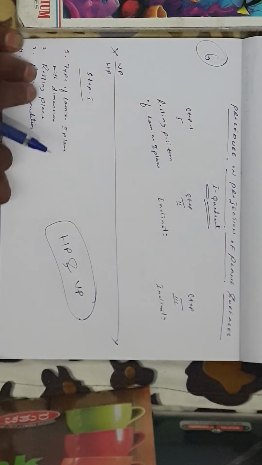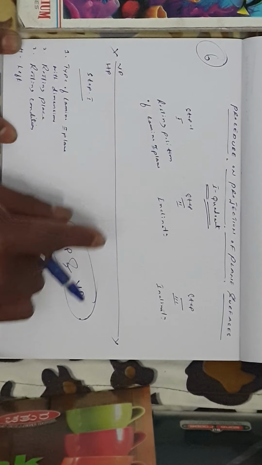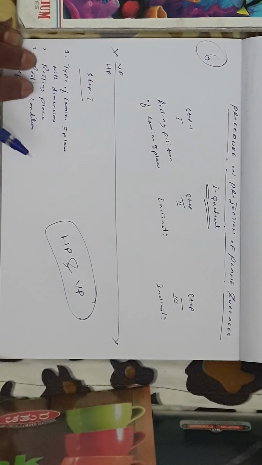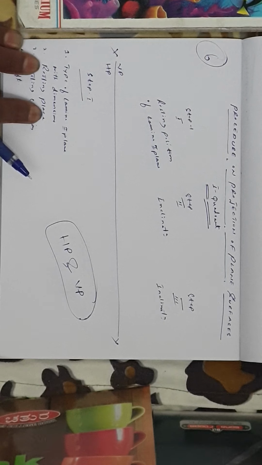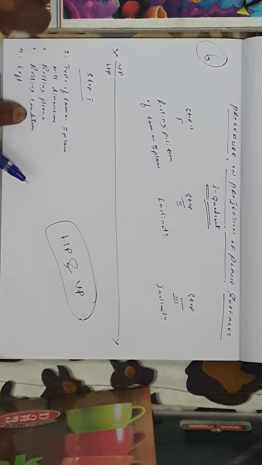So first, find out the correct resting place. If you read the given problem, you'll come to know whether the given problem is resting on HP or on VP. That you'll come to know clearly. So that is what about the resting place. And the third data we require is the resting condition, which plays a very important role. So we'll discuss the resting condition.